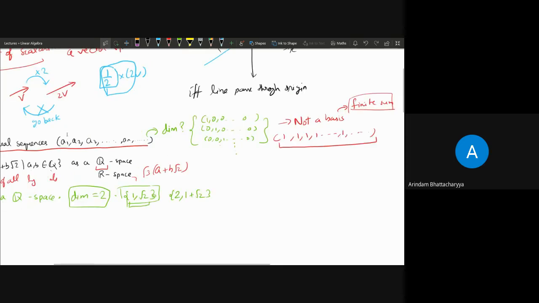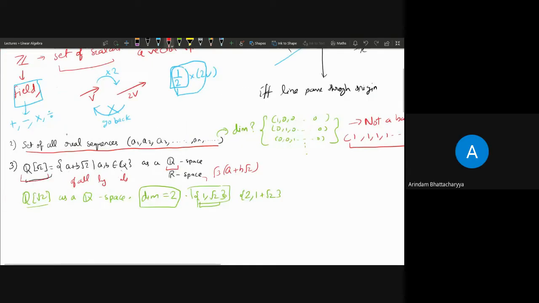So yes, the dimension is infinite, but this is not the basis. In fact, you can show that the dimension is uncountably infinite. But in the reals also the dimension is uncountably infinite. So why don't we have the same problem there? Do you mean R as an R space? R as a Q space. So R as a Q space has uncountable dimension.